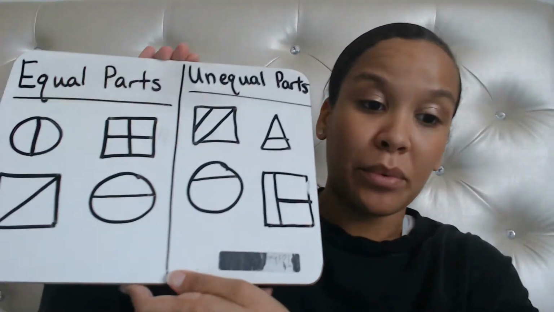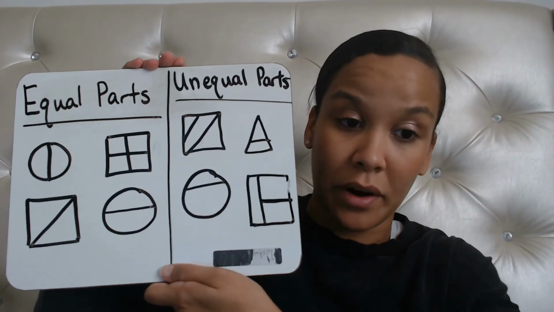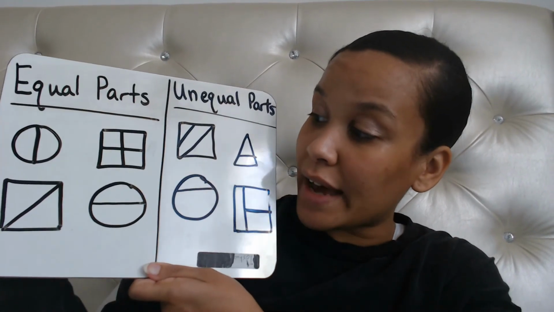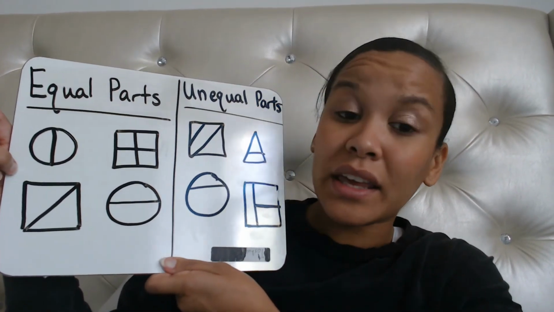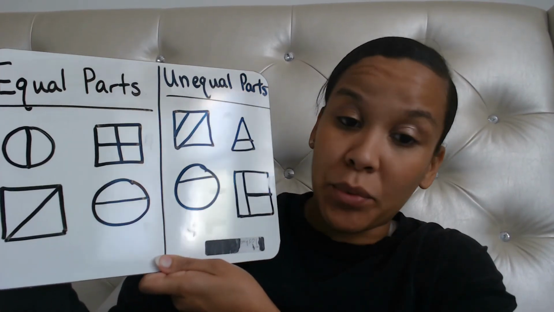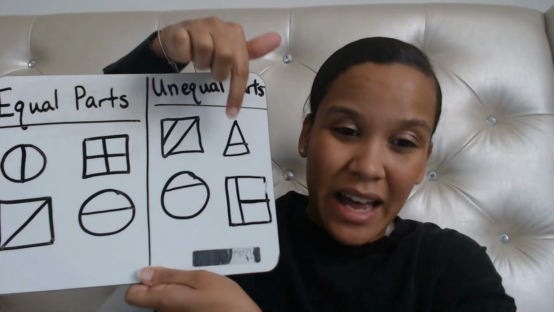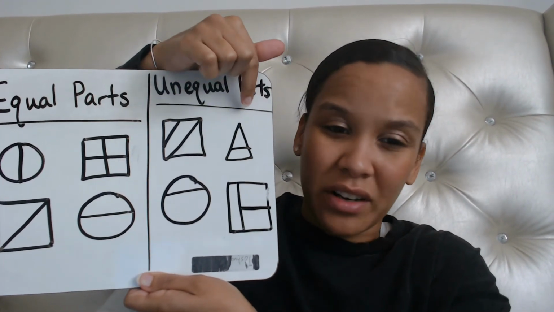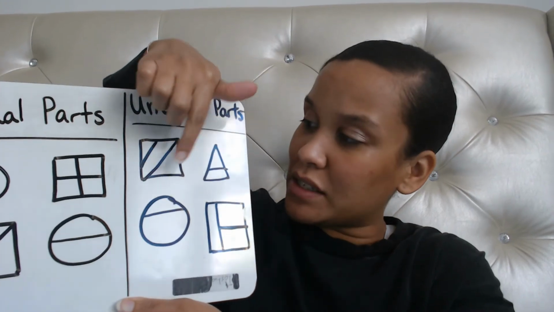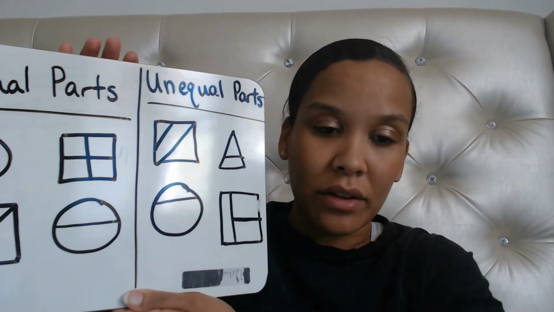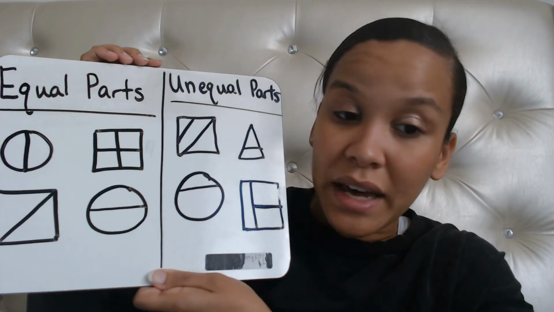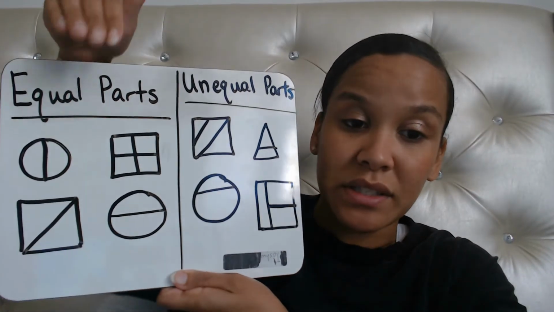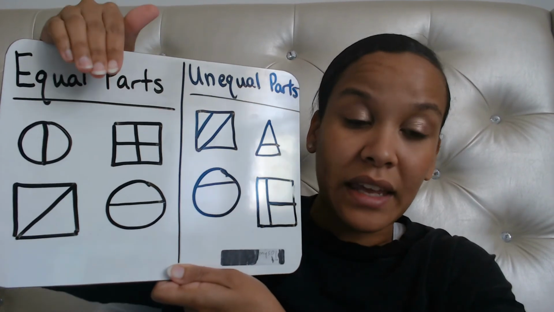On my next board, I'm going to show you some examples of equal and unequal parts. As you can see on this side, I have halves and fourths, and they are all equally cut, so I can share them and everybody would have the same amount. On this side, these pieces aren't equal. If I were going to share these pieces, if they were pieces of candy, we would not get all the same amount because they are not cut into equal parts. So that is just an example of the different ways you can see unequal and equal parts.